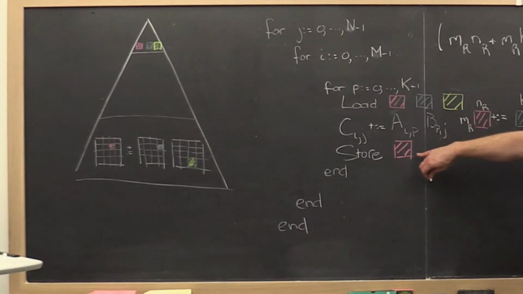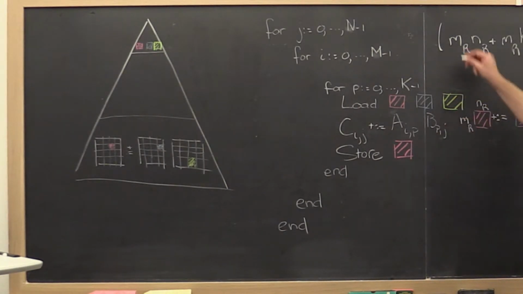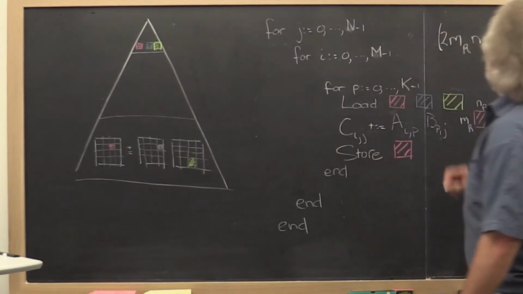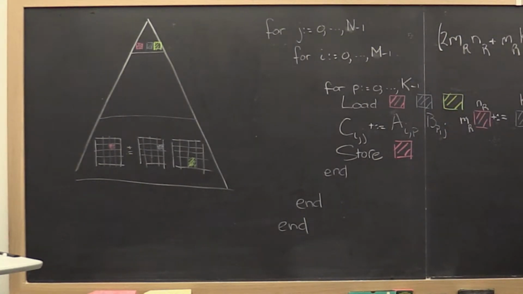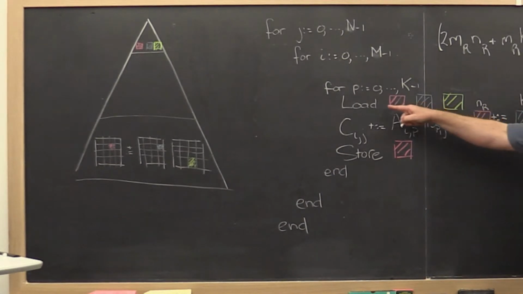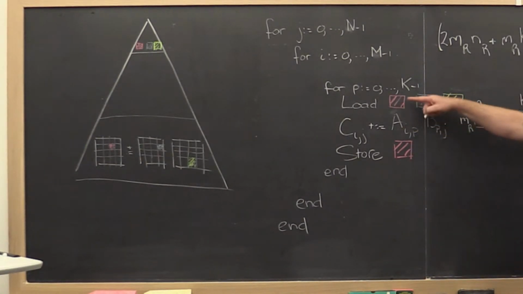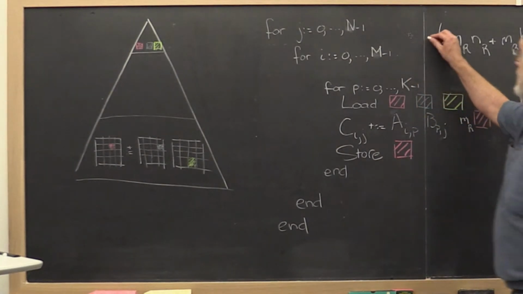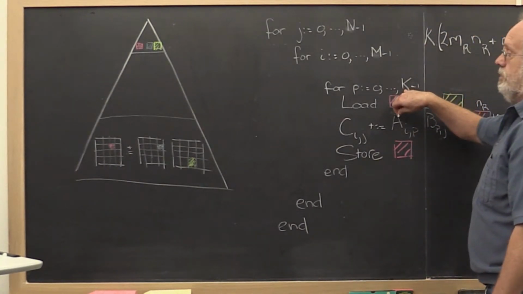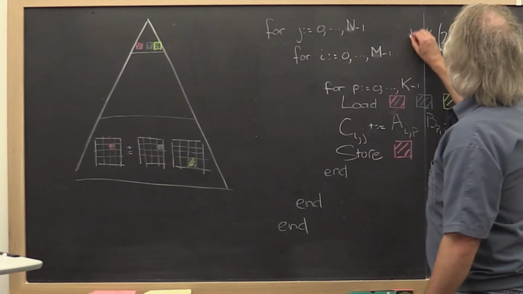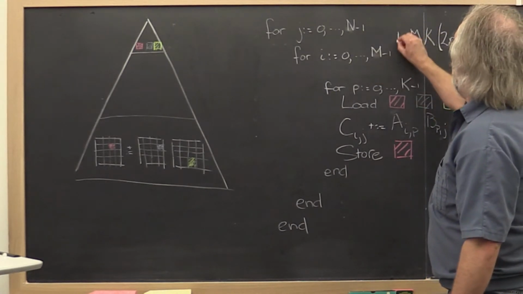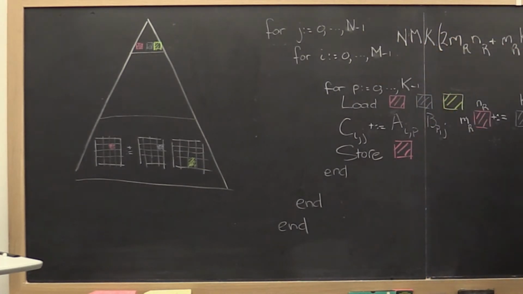But then we also have to store the block of C, and therefore we need to put a 2 in front of that. But that's just the cost for loading and storing in the innermost loop. We need to do that k times for this loop, and then m times for this loop, and n times for that loop.